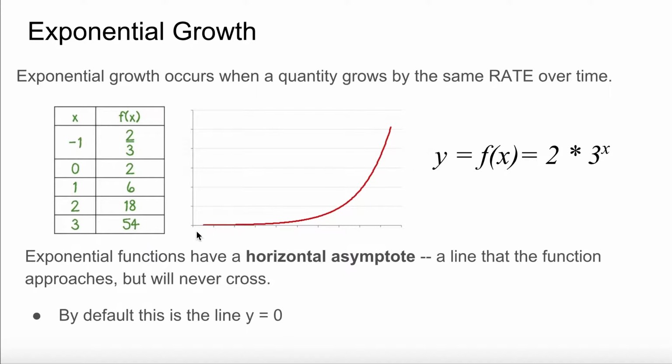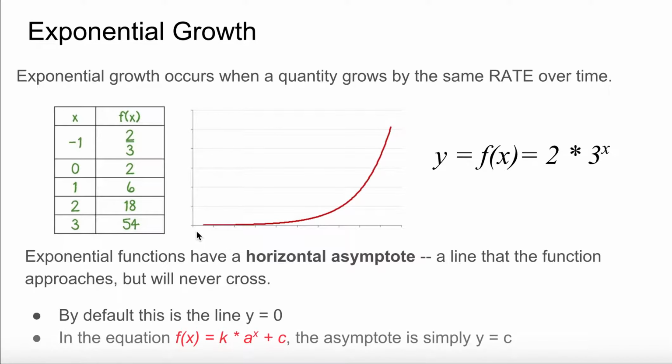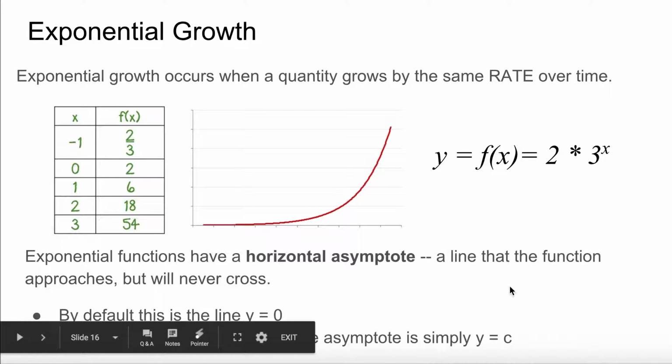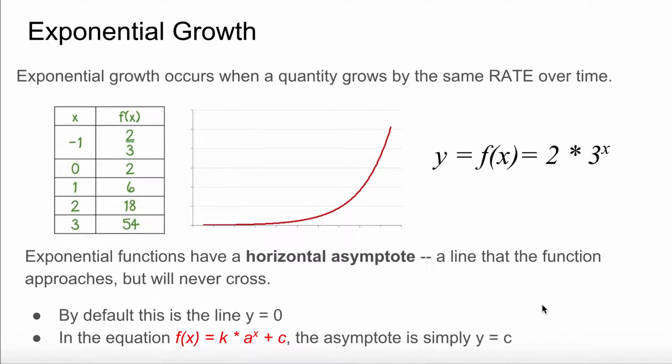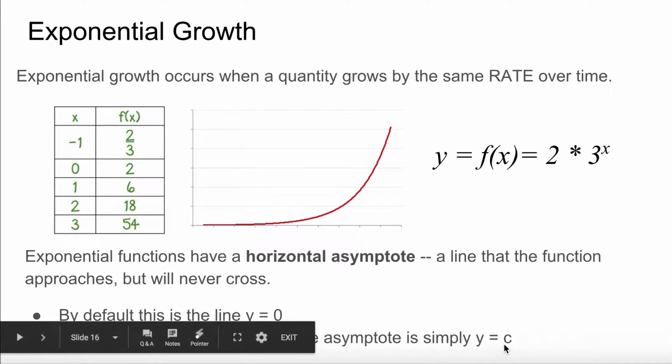But sometimes we'll see an equation that looks like this. A starting value, k, multiplied by another term, a to the x, a base to the exponent, plus a constant, c. The asymptote here is always going to be the line y equals c. And you'll see examples of this.